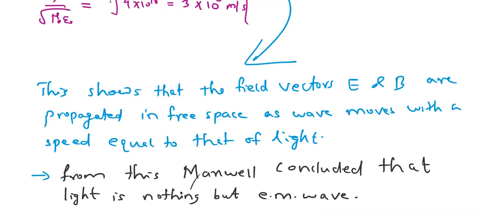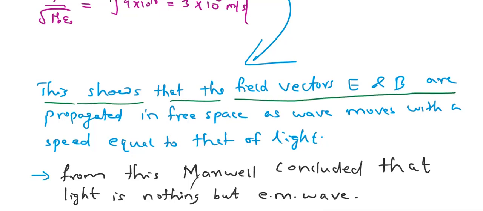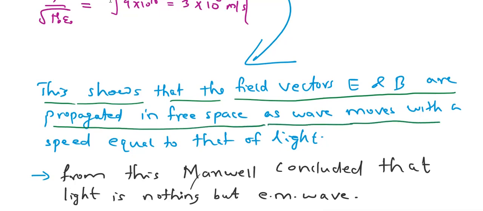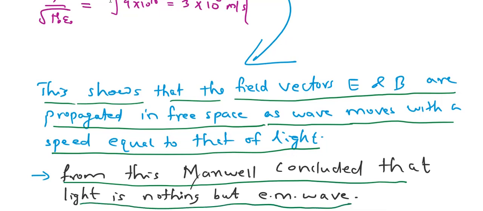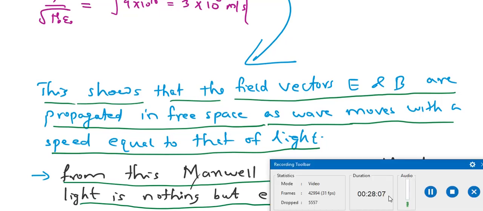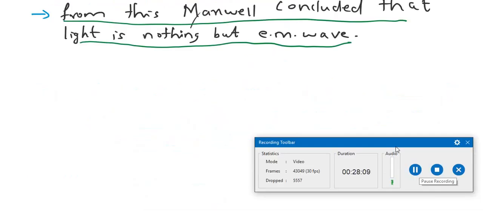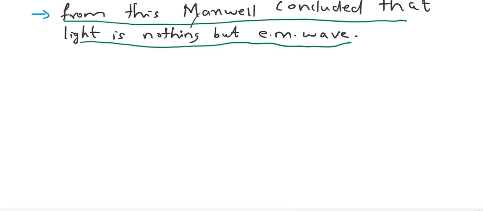Okay, what is the conclusion? This calculation shows that the field vectors E and B, electric and magnetic field, are propagated in a free space as a wave that moves with a speed equal to that of light. From this, Maxwell concluded that light is nothing but electromagnetic wave. Actually, this implication is outstanding.